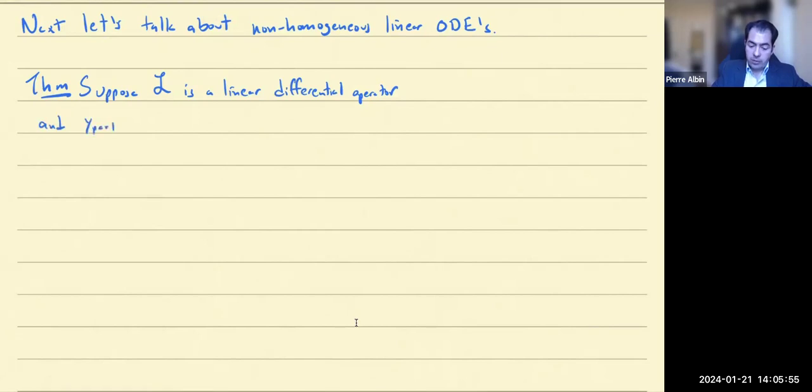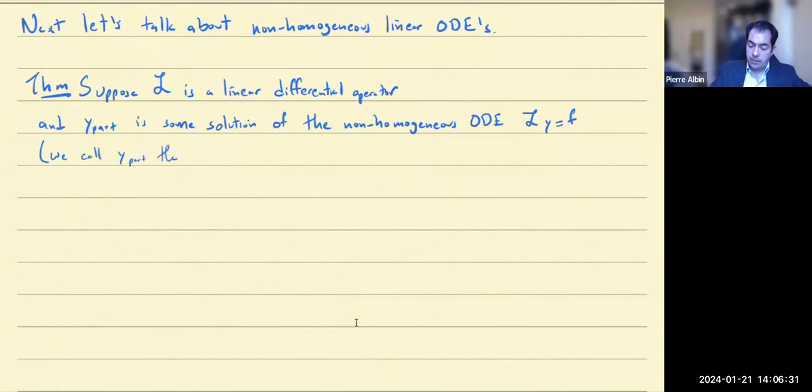y sub part, for particular, is some solution of the non-homogeneous ordinary differential equation L of y equals f. Right? So we call y part the particular solution.